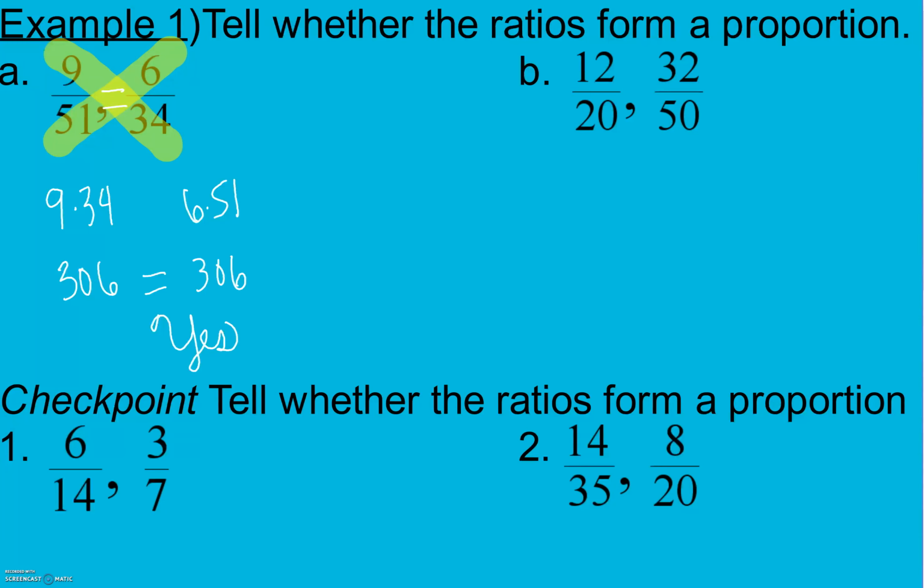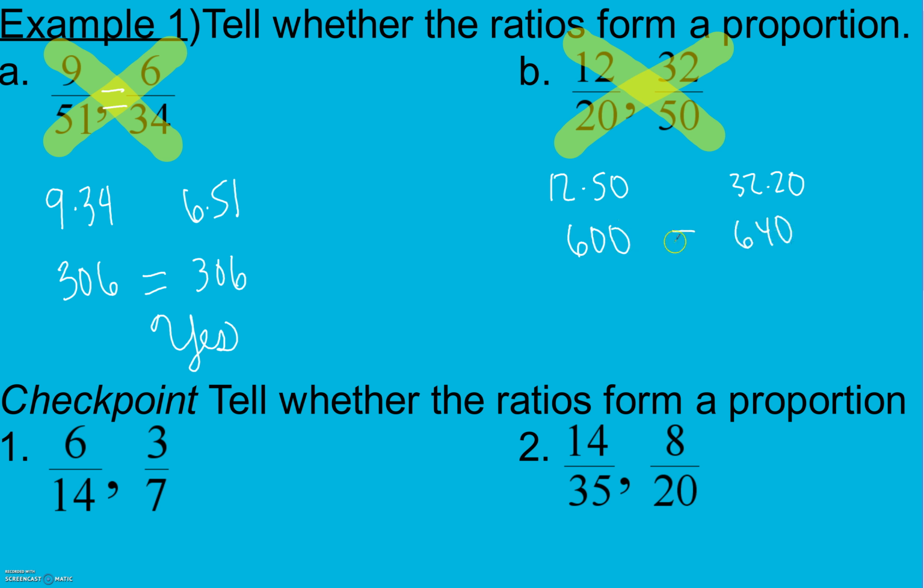Okay, let's check B here. 12 times 50 and 32 times 20. Remember, cross products are one numerator and the other's denominator. So 12 times 50 and 32 times 20. Here we get 600 and here we get 640. These are not equal, so we cannot set them equal. They're not a proportion because if we reduce these down, guys, we wouldn't get the same value. So these are not a proportion. Do they form a proportion? No.